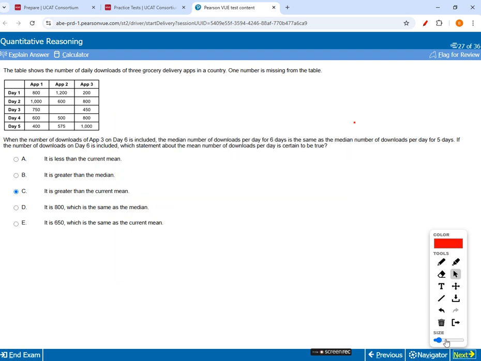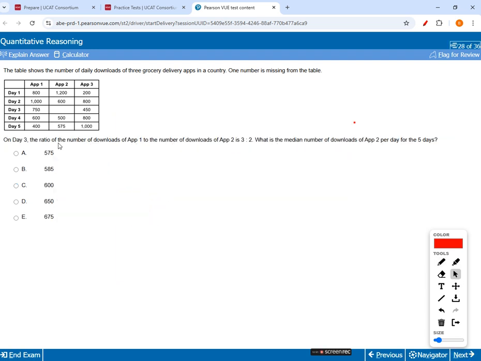Righty, moving on. On day 3, a ratio of the number of ads of app 1 to app 2. Okay, day 3, there we go. Oh, there's no value, maybe. 3 to 2. Oh, if this is 3, 750 divided by 3, do I have, so 3 is there. Oh, the ratio is 3 to 2.